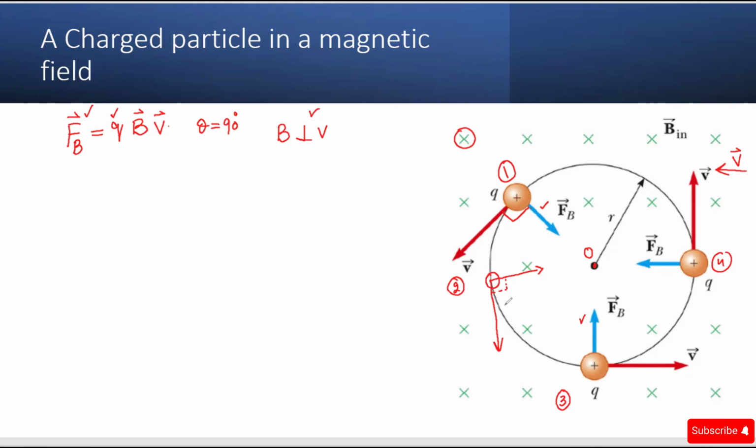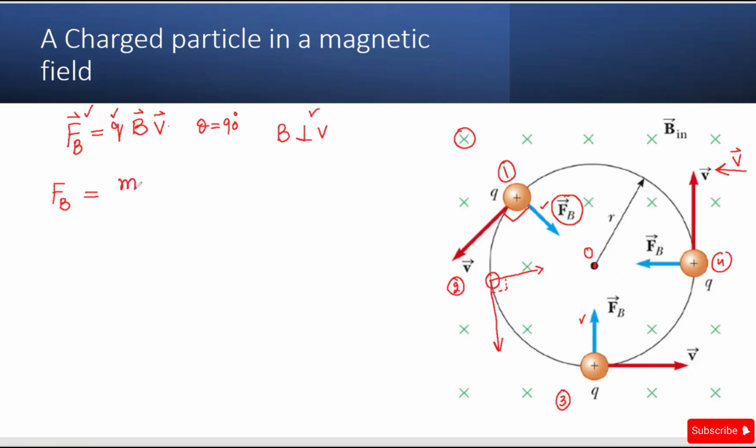So here we understand that the charged particles move in a circular path inside the magnetic field. Very good. This is clear. And then we also observe that this magnetic field force will always be towards the center. So it means that this force FB is providing the centripetal force.